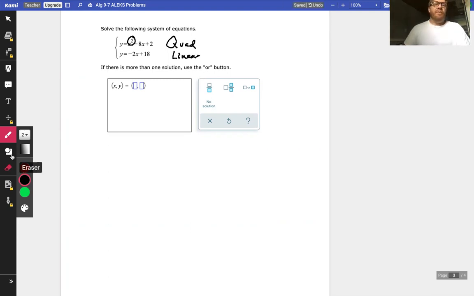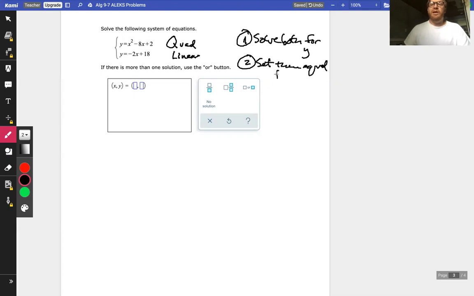All right, so what we're going to do now is, and ALEKS is kind of nice to us with these because it always does our first step, which is solve both for y. Solve both of your equations for y, and this did this already. And then the next step is basically to set them equal to each other, right? Basically, when you do that, what you're doing is substituting in for y in one of the equations, which is pretty much setting them equal to each other.